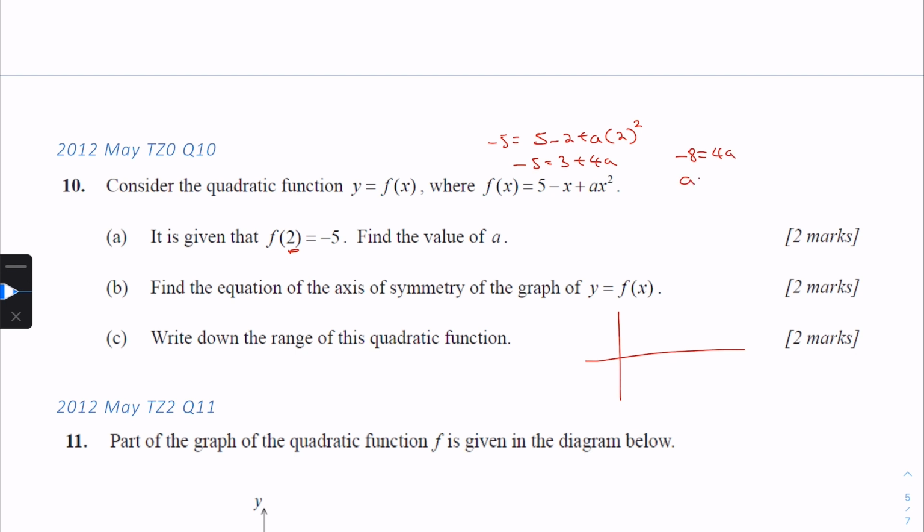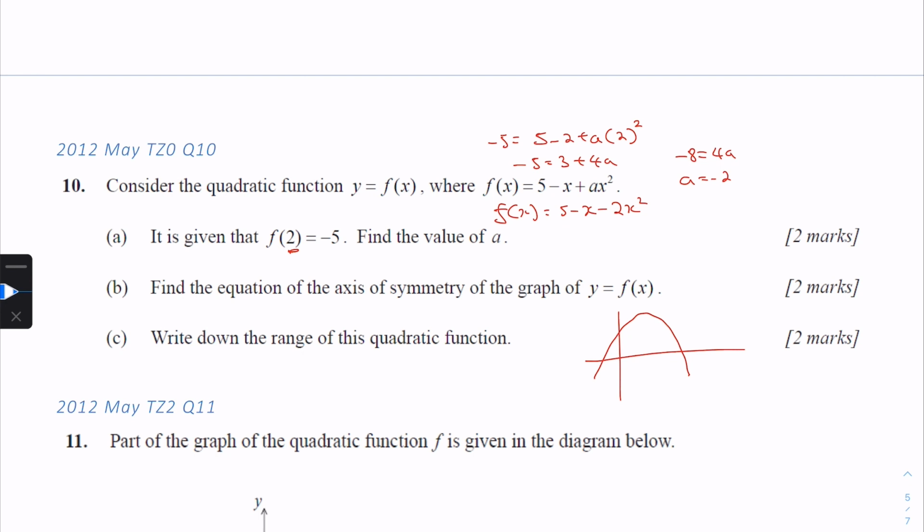So a is minus 2. You can see that this is now a downward graph. So roughly f of x is 5 minus x minus 2x squared. So it will have a y-intercept here, something like that. Okay, how do I know that? Because the y-intercept is (0, 5), so that's why it's crossing above here.